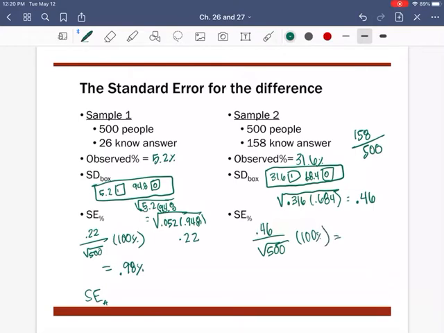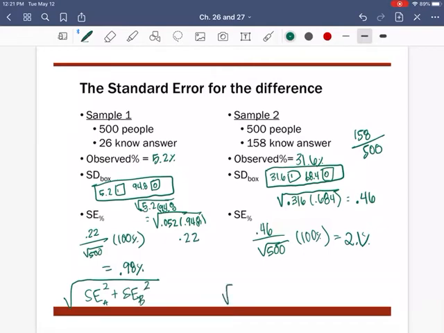0.46. Okay, so the standard error percent is 0.46 divided by the square root of the number of people times 100%. You don't type a percent in your calculator. I just put that there to remind me I'm changing it into a percent. Square root of 500. Okay, so it's 2.1%.